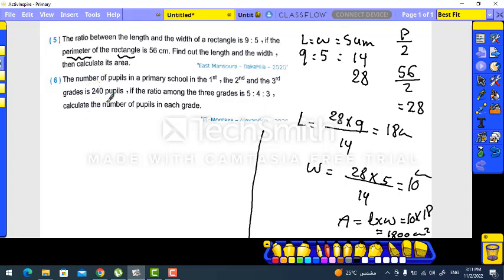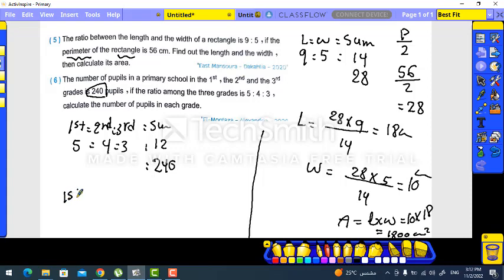Question 6. The number of pupils in a primary school, first, second, third grades, is 240. If the ratio among the grades is 5, 4, 3, calculate the number of pupils in each grade. Let's first write all the ratios. First, second, third grade, 5 to 4 to 3. Yes, this question is sum. Put under the sum what? The sum of them. 5 plus 4, 9, plus 3, 12. And the real sum is what? Yes, it's 240, because this number is for all the grades together. So it will be 240.